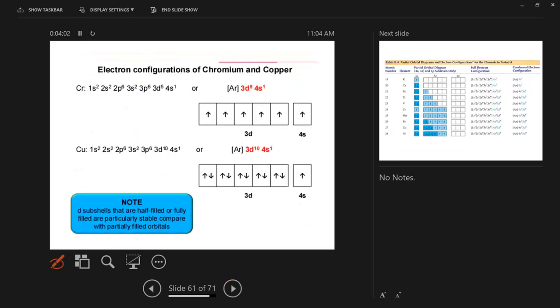And electron configuration of chromium and copper. So here is 3d5, 4s1. First, you need to follow Aufbau, and also for Hund's rule, you need to fill out all the electrons. Means that you need to distribute.